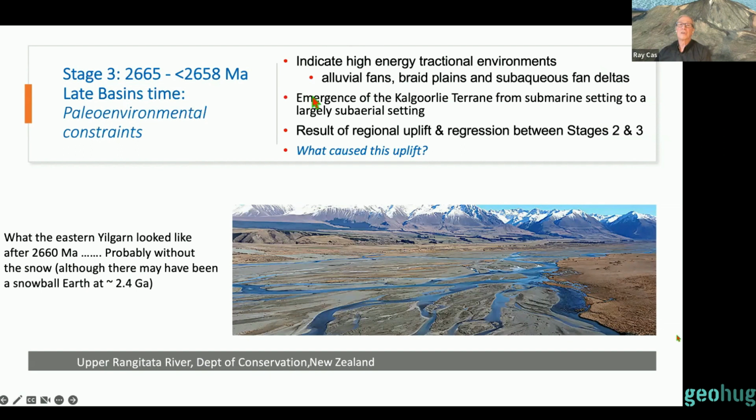So by this stage, basically the paleoenvironment of the Kalgoorlie, Kurnalpi, and probably many of the other terranes of the Eastern Goldfields Province and the Eastern Yilgarn was basically a subaerial, high energy tractional environment dominated by alluvial fans, braid plains, and in places where there were perhaps standing bodies of water, subaqueous fan deltas. So basically the Kalgoorlie Terrane must have emerged from a submarine setting to a largely subaerial one. And basically the question then becomes, what caused this uplift?